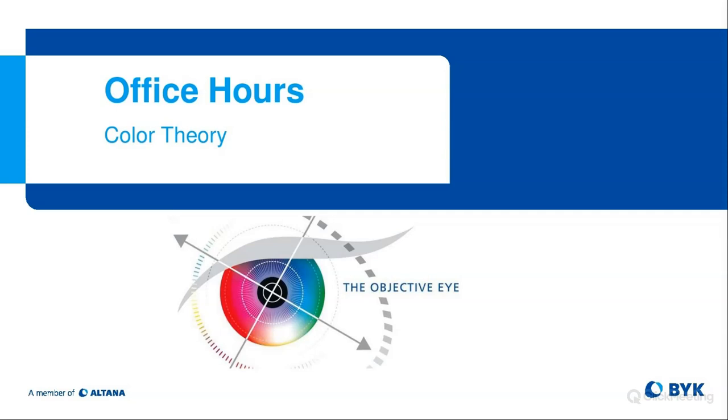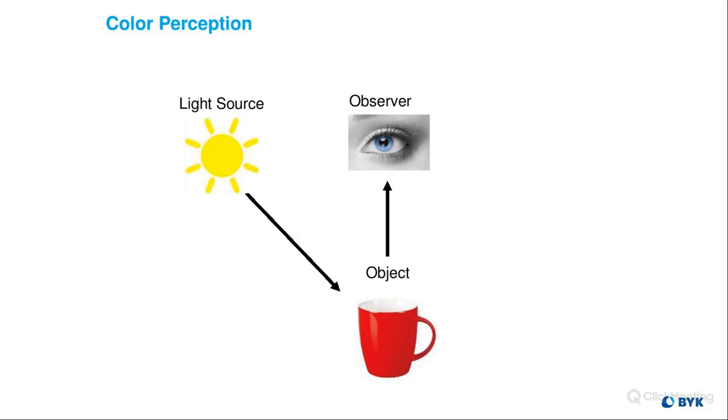Hello, good afternoon, everyone. So today we're going to do basic color theory. For color perception, we have a light source, an observer, and an object. All these things are very important because without one, you can't really define color.